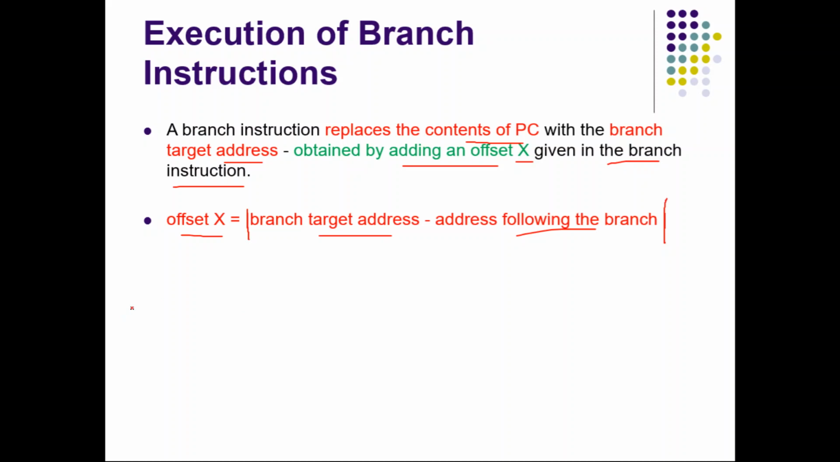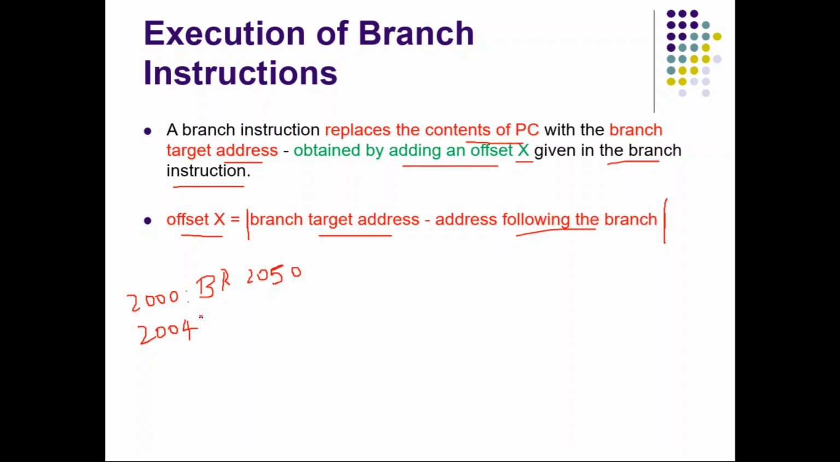Say, for example, we are currently at location 2000. Assume this is a branch instruction, branch to some location, say 2050. So this instruction says that you go to 2050 and execute that instruction. Are you getting it? The next instruction address is 2004.